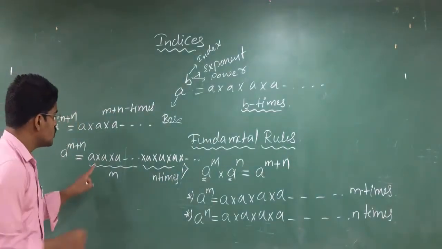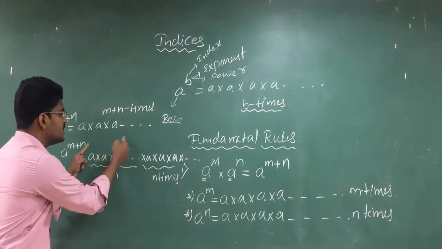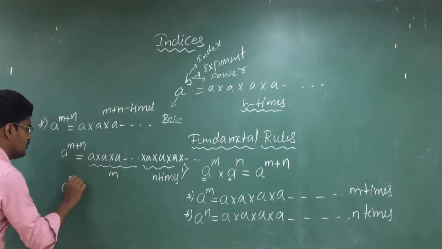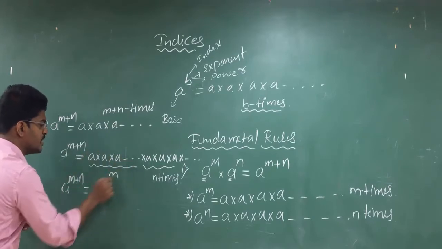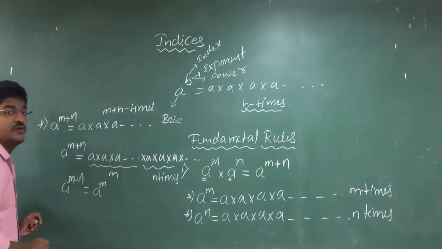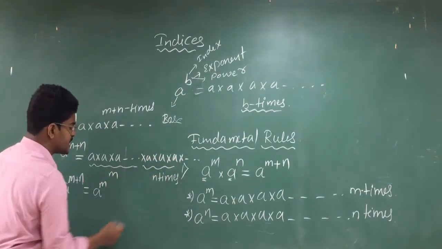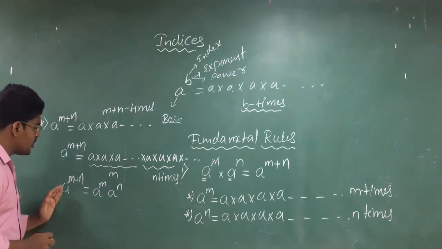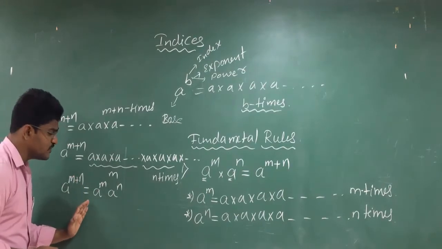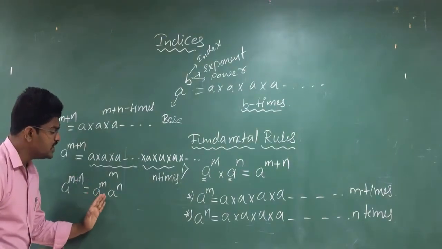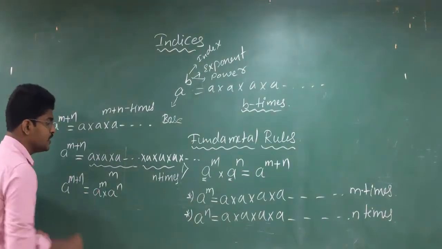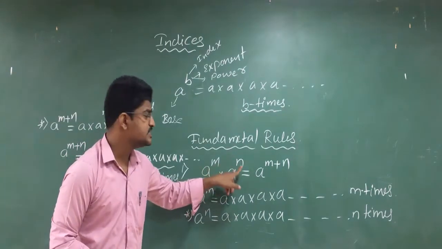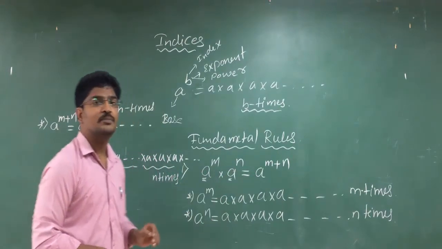Clear? So now these particular terms can be written as what? See, a to the power of m plus n. This part can be written as a to the power of m. This part can be written as a to the power of n. Clear? So a to the power of m plus n is equal to a to the power of m into a to the power of n. So that is what we have studied here: a to the power of m into a to the power of n is equal to a to the power of m plus n.